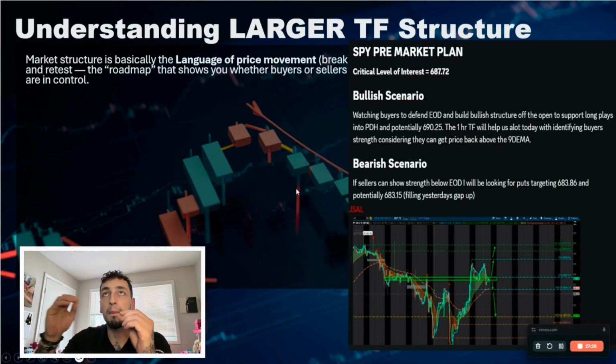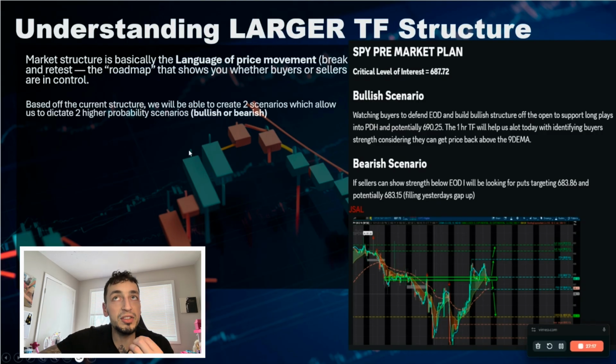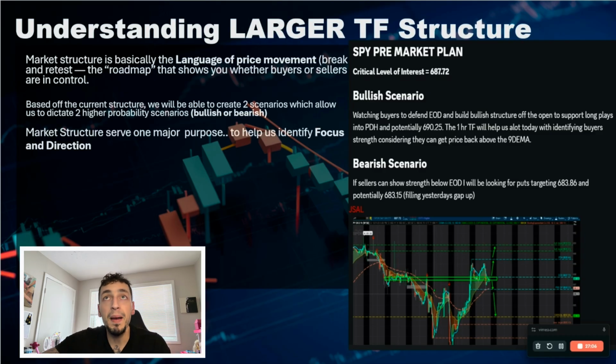So once again, market structure is the universal language of price movement, the break and retest, okay? The roadmap that shows me whether buyers or sellers are in control, all right? Based off the current structure, I'm going to be able to paint two scenarios, which allow me to dictate two higher probability outcomes. It's either going to be bullish or it's going to be bearish, all right? Market structure serves one major purpose: to help me identify where to target my focus of the direction of the market, all right? It's either going to go up or down.